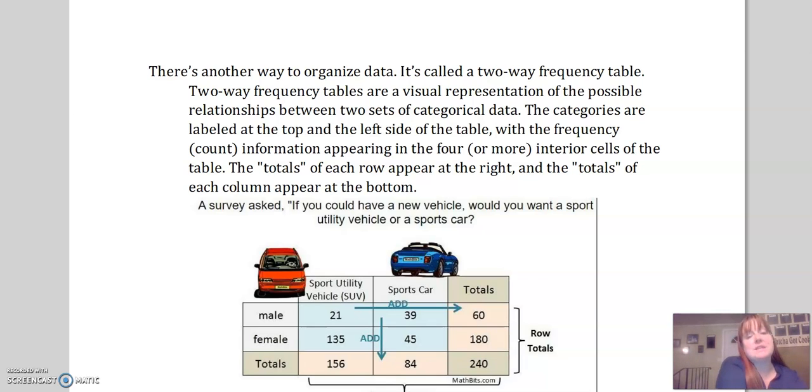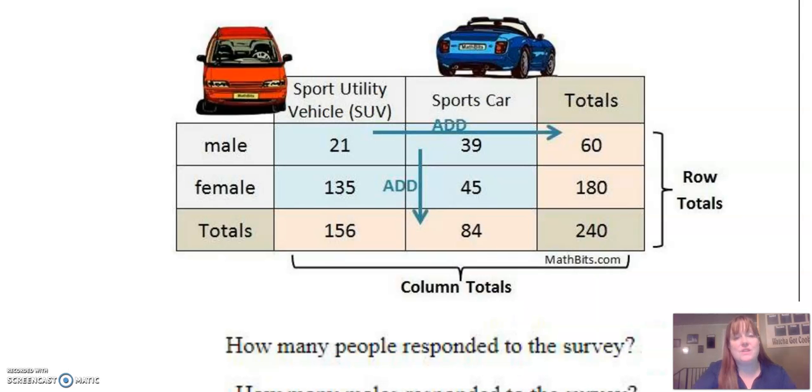So if we were asking a survey, if you could have a new car, what would it be? A sporty SUV or a sports car? So we have these columns for SUV or sports car, and then we have these rows for male or female. Every male that answered SUV, we put here. Every male who answered sports car, we put here. Every female that answered SUV, we put here. Every female who answered sports car, we put here.